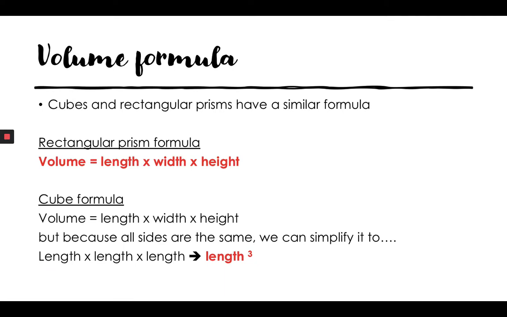As we have been working on area for two-dimensional shapes, it's time we introduce the third dimension, which brings us to the volume formula. Cubes and rectangular prisms have a similar formula. The rectangular prism formula is length times width times height. The cube formula is very similar, but as you know, cubes all have the same side. So instead of length times width times height, we can just say side times side times side. At the end of the day, it's the length to the power of 3, because it is being multiplied 3 times.